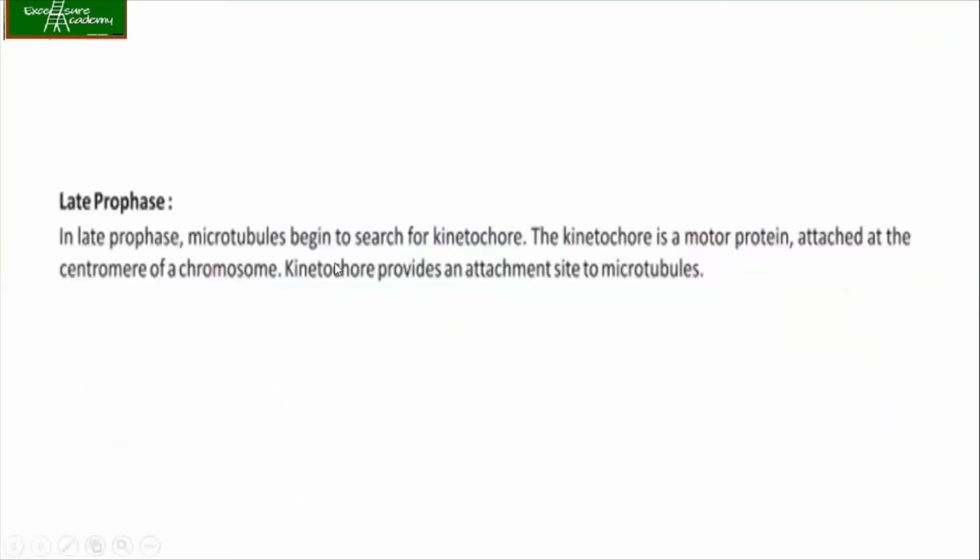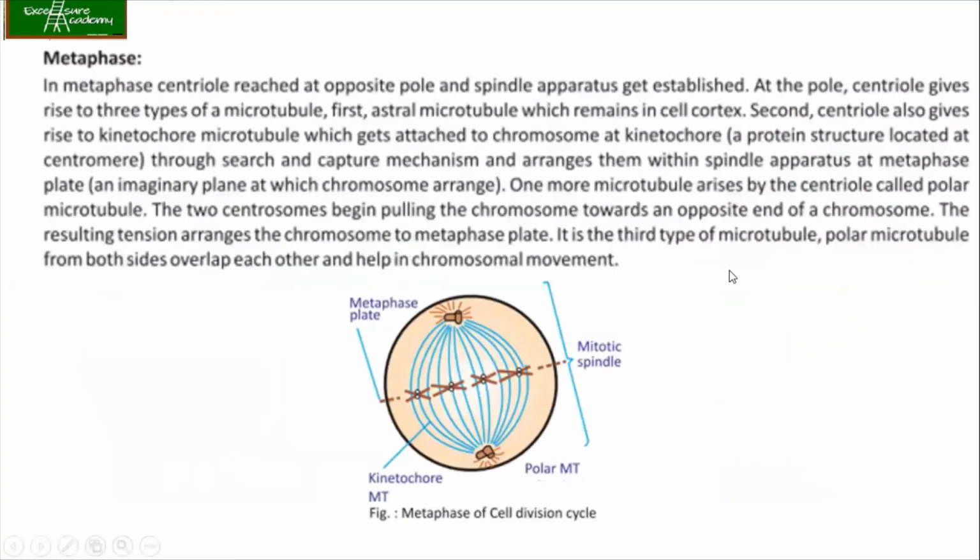Late prophase, microtubules begin to search for the kinetochore. Kinetochore is a motor protein attached at the centromere of a chromosome, and it is a point of attachment site for the microtubules. Now that is a place where all these motor proteins will come together. They will bind to the chromosome, and once the sister chromatids get separated, they will take the single sister chromatid towards the opposite pole, like walking on the microtubules.